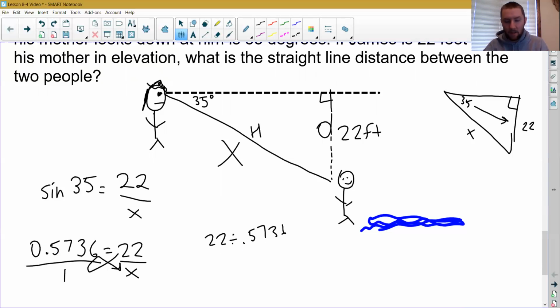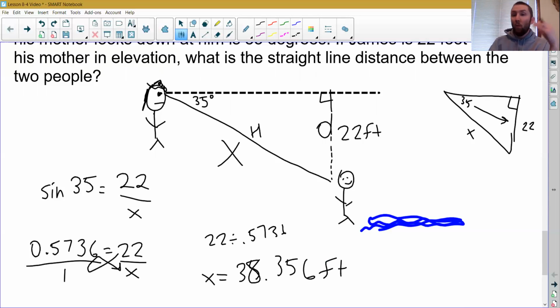That's going to give me x. 22 divided by that answer, about 38.356. X, in this case, is equal to about 38.356. Okay, and that's in feet. So I found that distance by drawing myself a picture with an angle of depression, setting up sine, cosine, tangent, and solving. Okay, one more example.